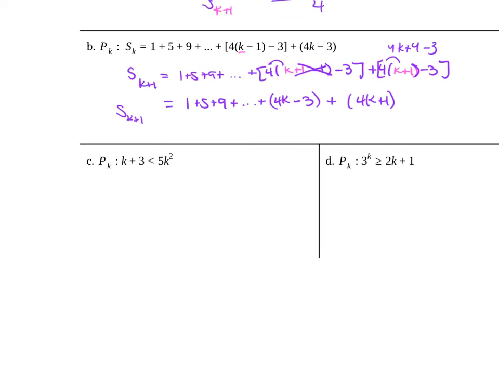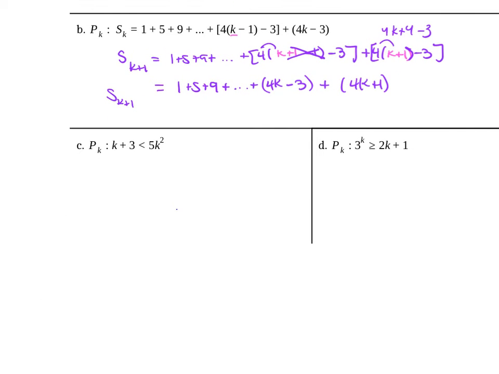So let's try these next examples down here, still plugging in k plus 1. So this is k plus 1 plus 3 is less than 5 times (k plus 1) squared. And so this will be k plus 4 is less than 5 times, and let's go ahead and square it, (k squared plus 2k plus 1). So it's S of k plus 1 here.